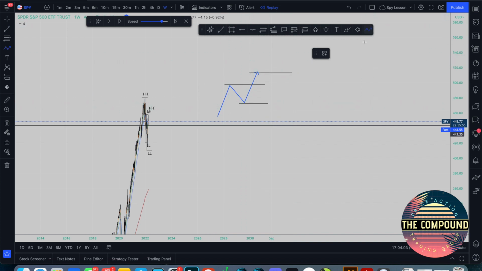If we are putting in lower highs and lower lows, we are in a downtrending market. So if we're doing this right here, that gives us a downtrend market. We have a high, we have a low. That low is broken, gives us a new low, which in turn gives us a lower high.